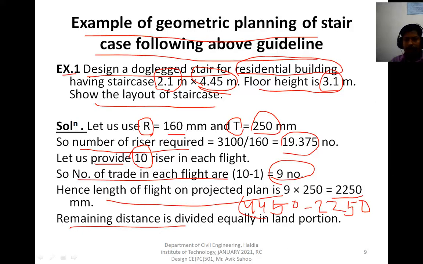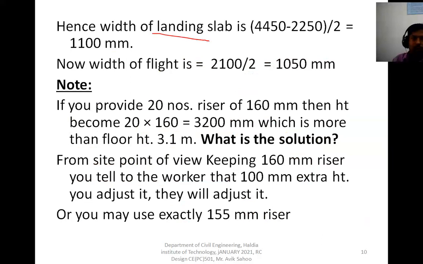Now this distance you divide equally in the landing portion. So now what is the width of the landing slab? 1.1 meter. Now the width of flight is 1050 mm.